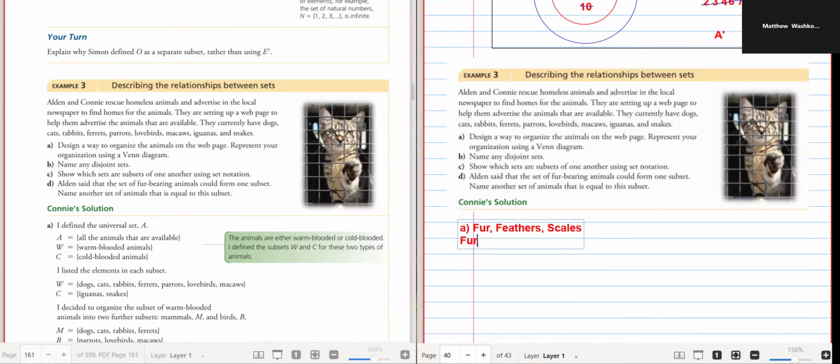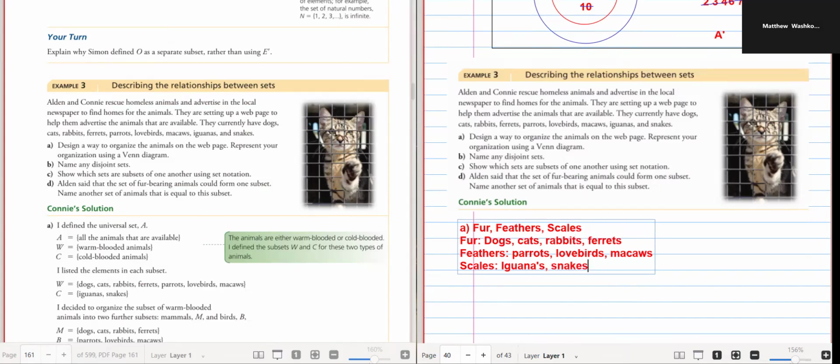For our fur, we're writing this out in plain English right now. Once this makes sense to you, you don't have to, but it's a good way to organize it. For fur, we have dogs, cats, rabbits, and ferrets. For feathers, we have parrots, I assume lovebirds, and macaws. A macaw's a bird, right? I'm Googling it because I don't actually know what a macaw is. Yes, a macaw is a bird. And then we have scales, which is going to be iguanas and snakes.